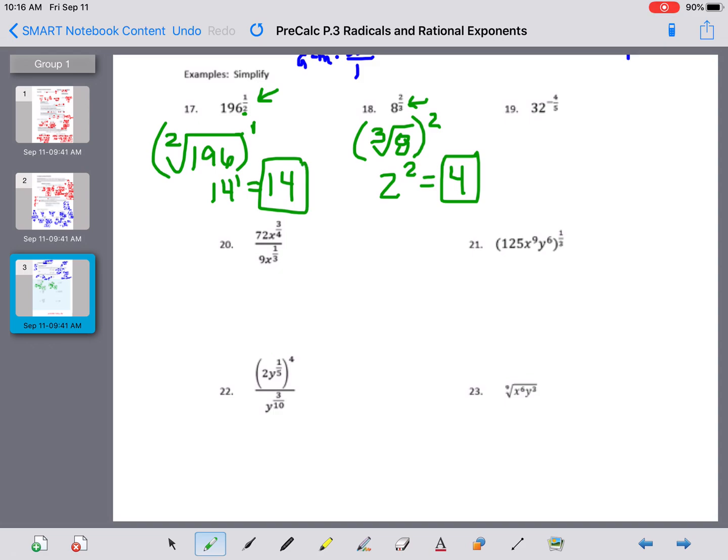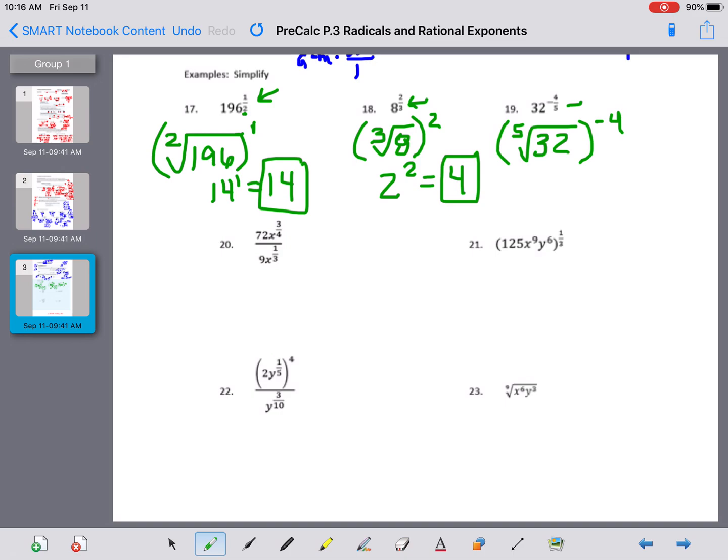Okay. All right. Again, I see this negative power. I'm not going to worry about it, and it does not make my answer negative. Okay. So I'm going to do 32, and I see the bottom number is my root, so that's the 5th root, and I'm going to leave this negative 4 on the power. I'm just not going to deal with it quite yet.